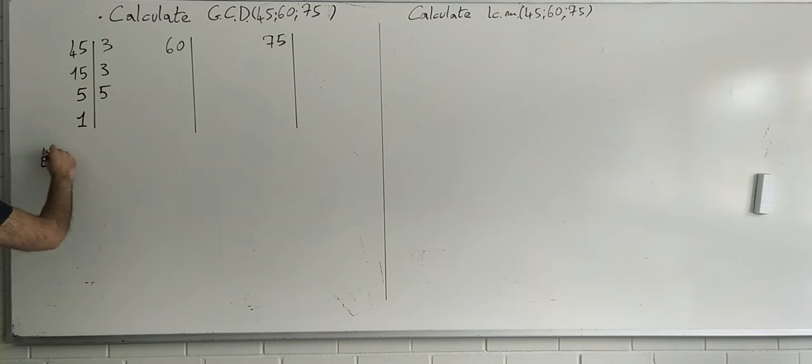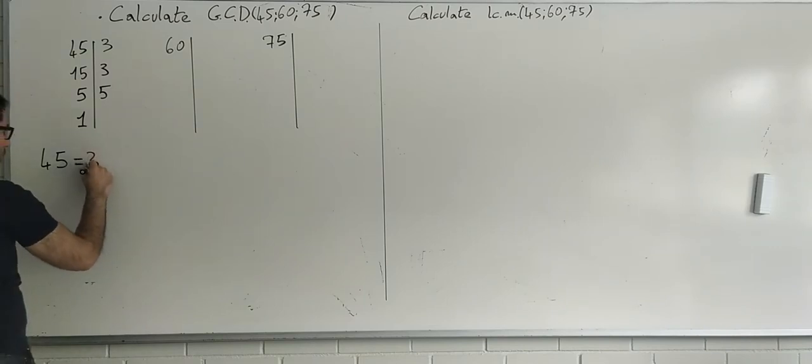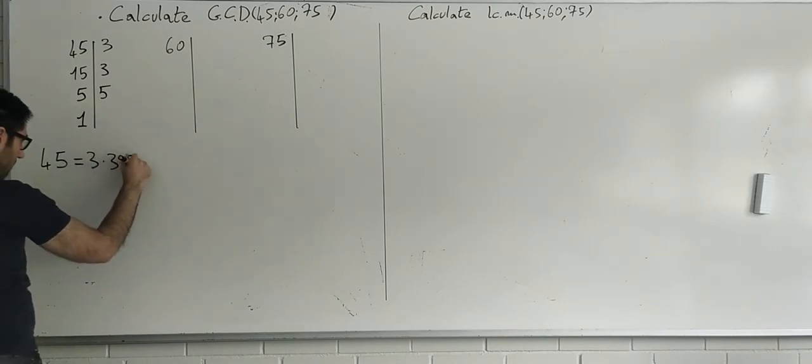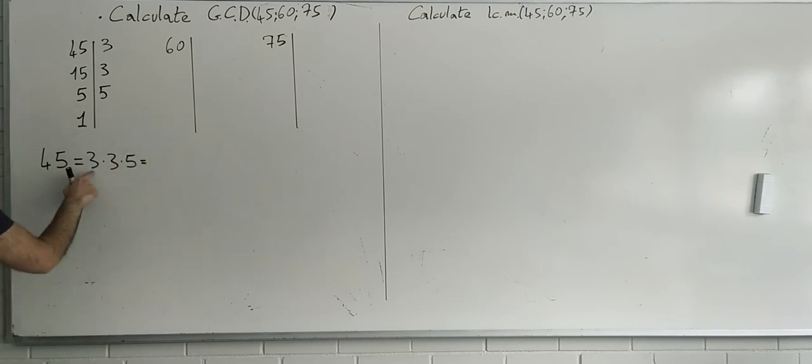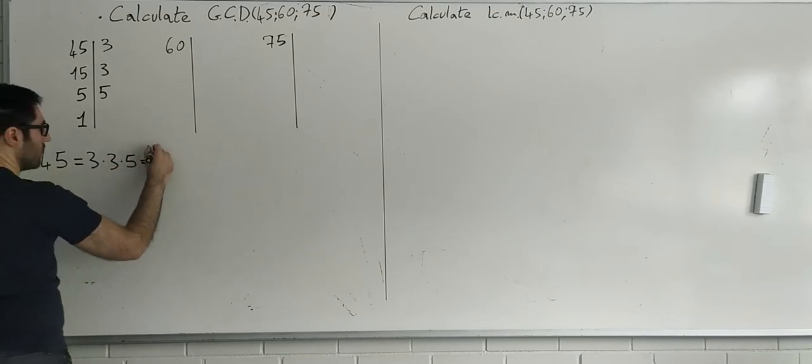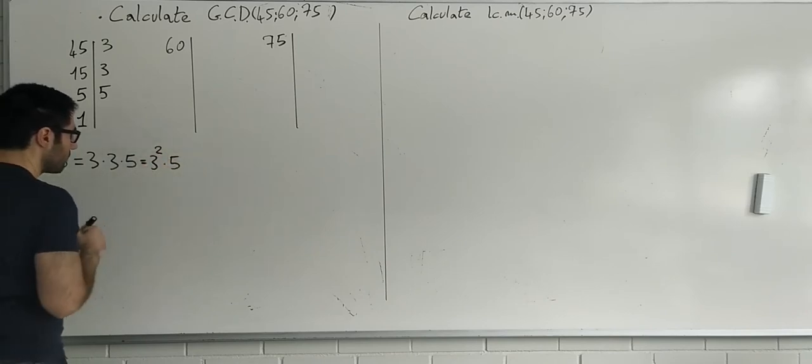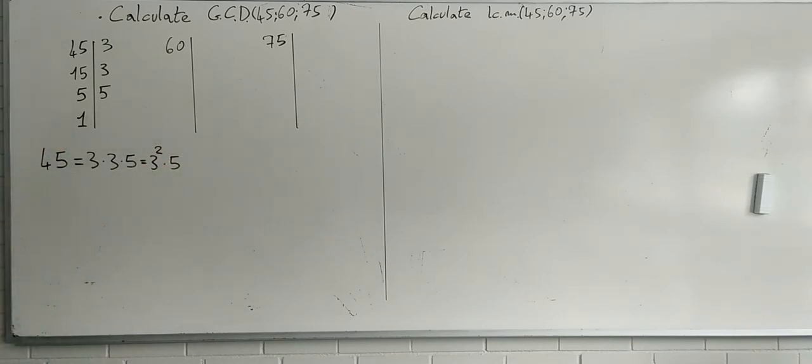Let's write it explicitly here. We have to multiply all the numbers on the right hand side. So 3 times 3 times 5. And this means that it's 3 to the power of 2 times 5. Okay, great. Let's now factorize 60.